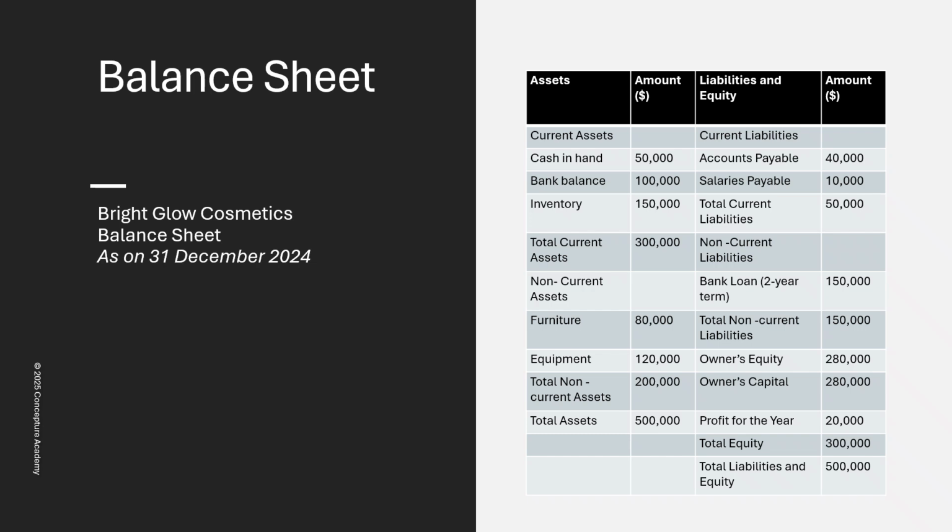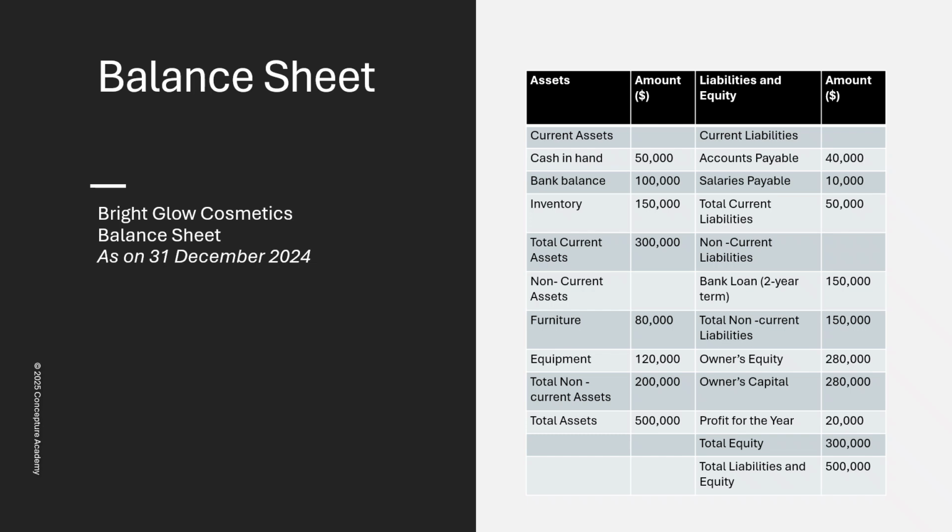Now here is a format of a balance sheet for your better understanding. First of all, we write the name of the company, and then the type of financial statement, as it is a balance sheet, and then the date is mentioned. Here the date is 31st December 2024. Then on the assets side, first of all the current assets are mentioned, then non-current assets. Then the total of current and non-current assets is written. Here it is $500,000. On the other side, liabilities and equity are written.